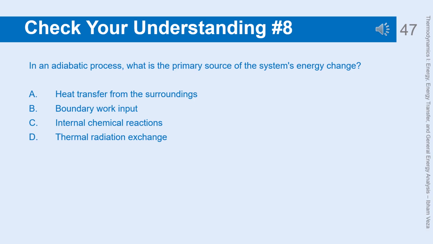Answer B. Boundary work input. Explanation of why other answers are wrong. A. Heat transfer from the surroundings. Incorrect, because in an adiabatic process, there is no heat transfer. Energy change arises solely from work.